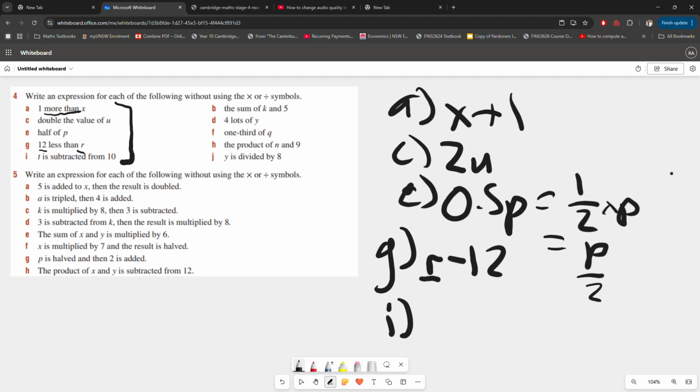And in this final one, for i, we have t is subtracted from 10. Again, which is our starting point is very important. 10 is going to be our starting point, and t is subtracted from that. So subtracted means minus, and you just have to determine the order here. T is subtracted from 10, so it's minus t from the 10. Of course we don't know what t is. We're just saying it's some sort of number. We're not 100% sure, but this is how we would express it.